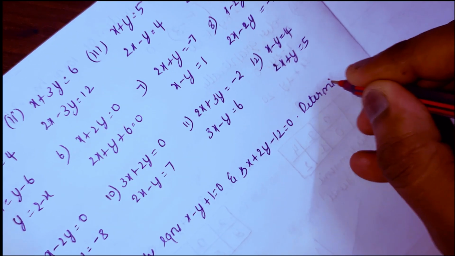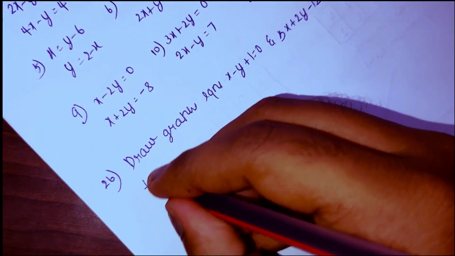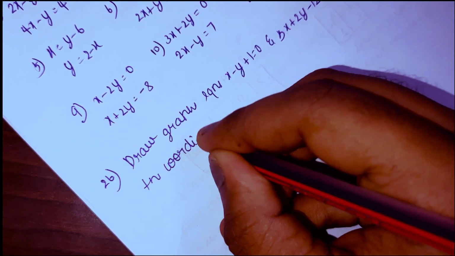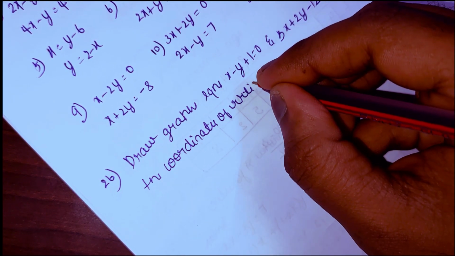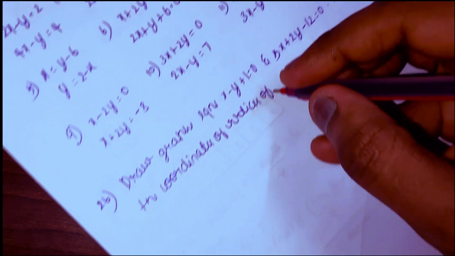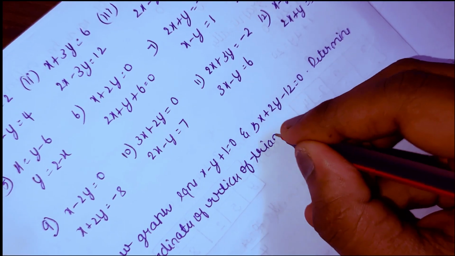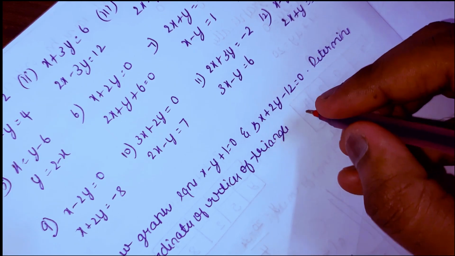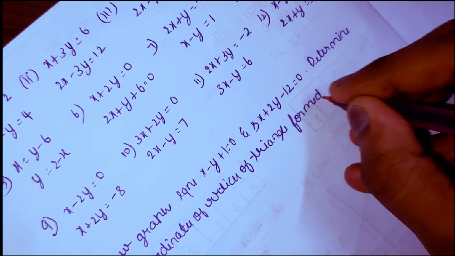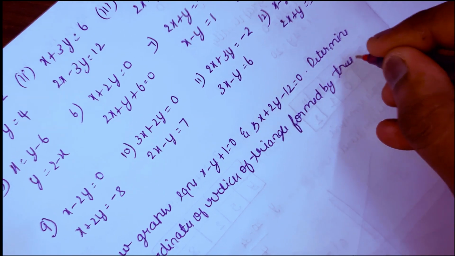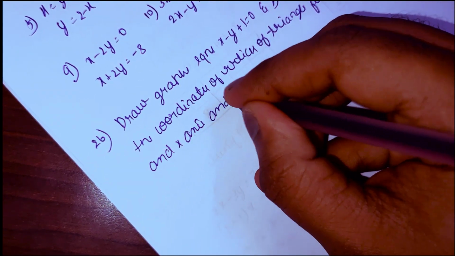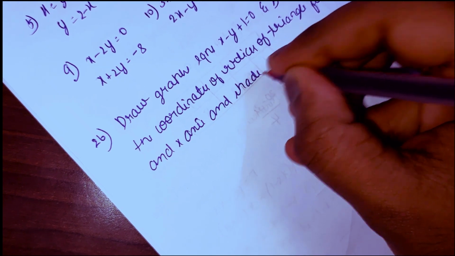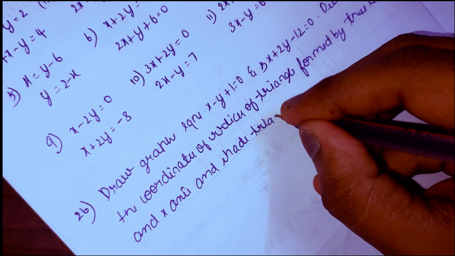Determine the coordinates of the vertices of the right angle triangle formed by these lines and the x-axis, and shade the triangular region.